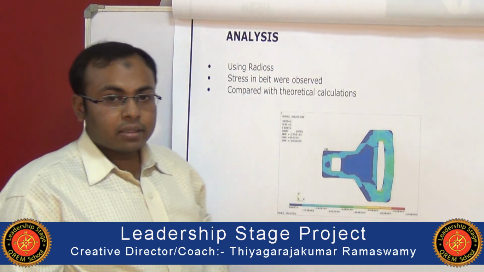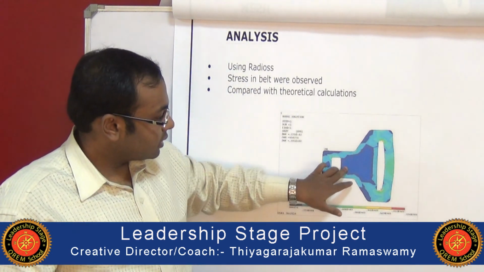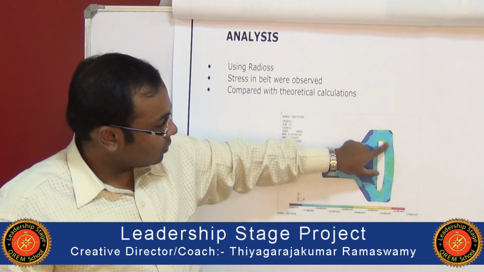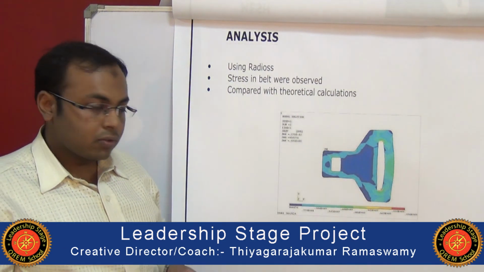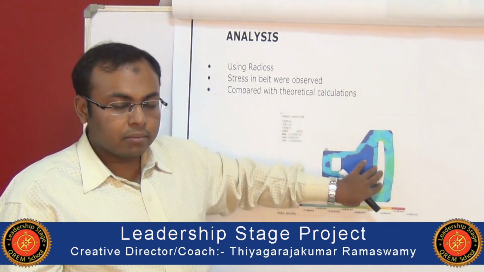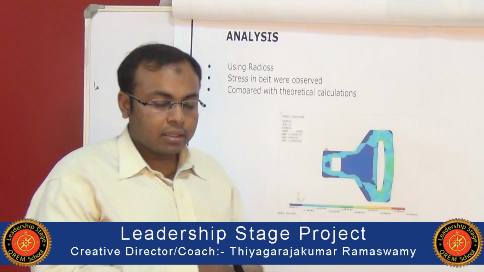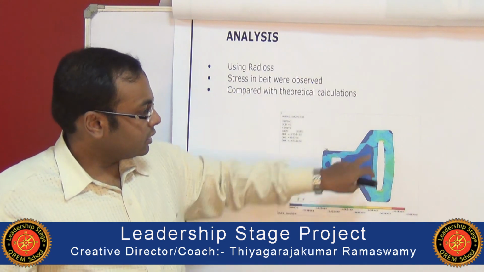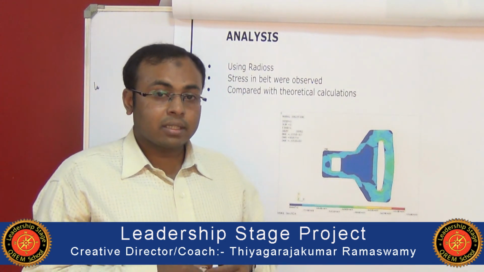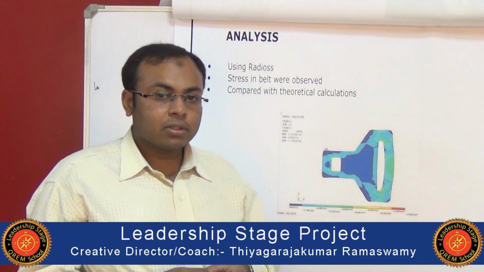The stresses in the belt were as follows. As you can see, there are more stresses towards this end, and at the corners of the belt there was more deformation. This was because the belt was constrained at this section, but when the force was acting on this section, the pulling of the belt caused the deformation of these two parts. So this was the basic stress analysis done for a seat belt clip.